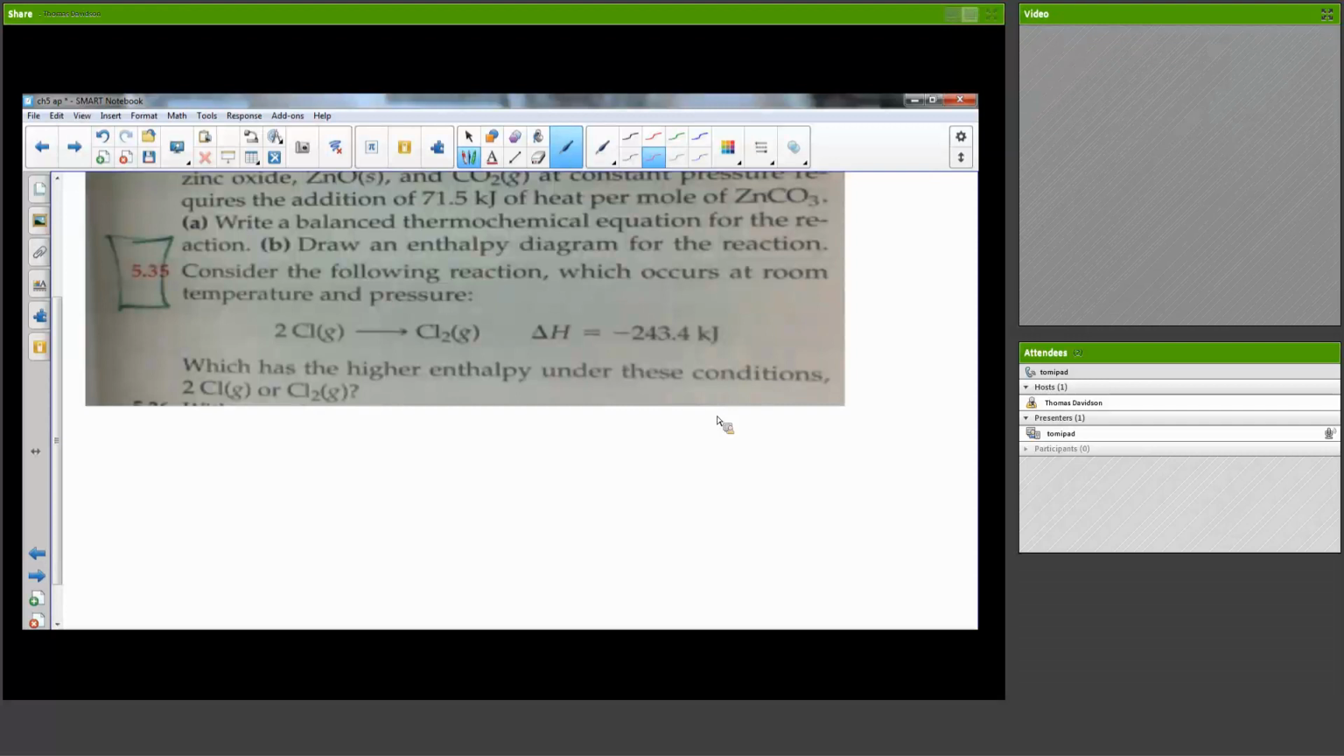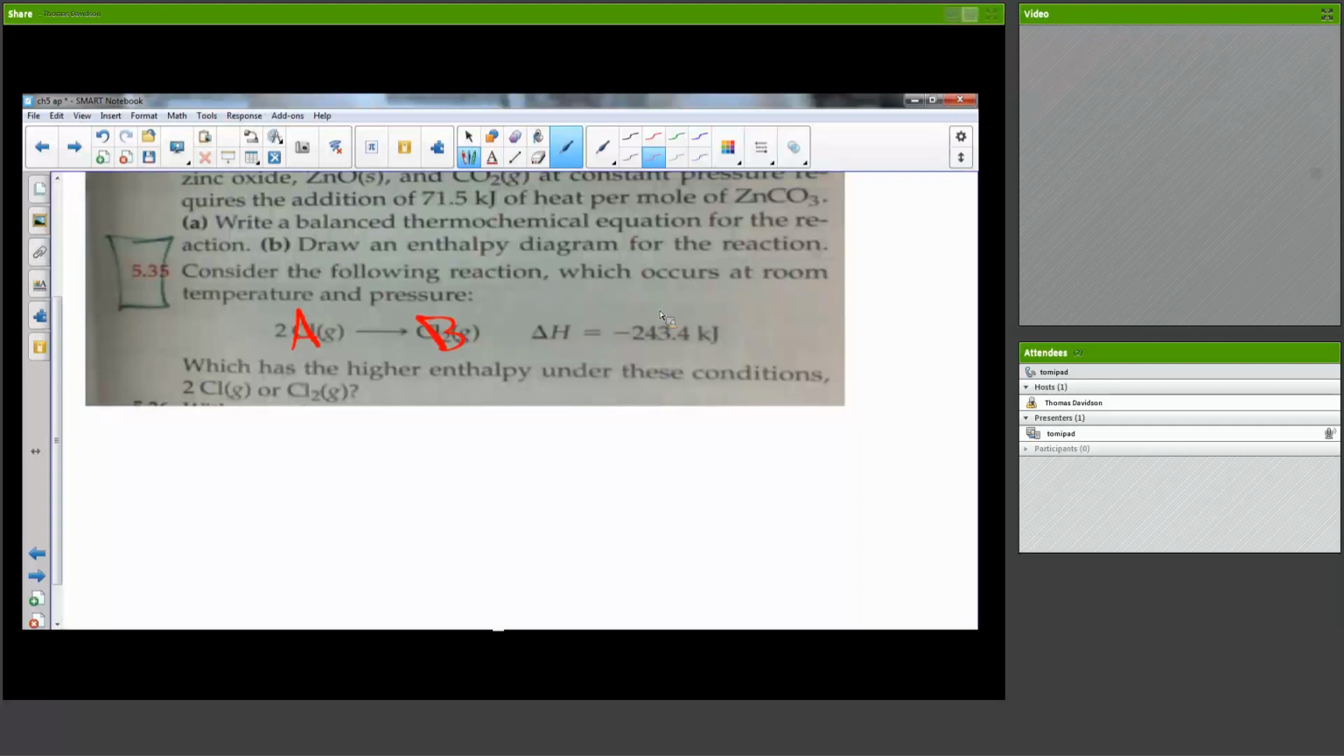So if I call this A and this B, let's vote. Who thinks A has higher enthalpy under these conditions? Raise your hands. Okay, then who thinks B? No, they have the same. Sorry, who thinks they have the same? That's not an option. So that was wrong. The correct answer is A.